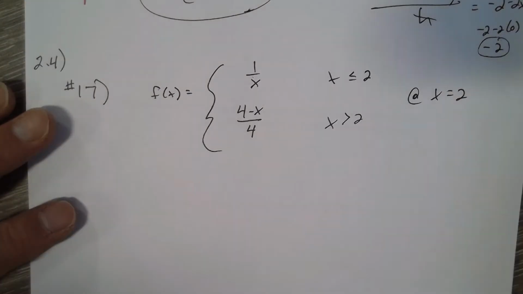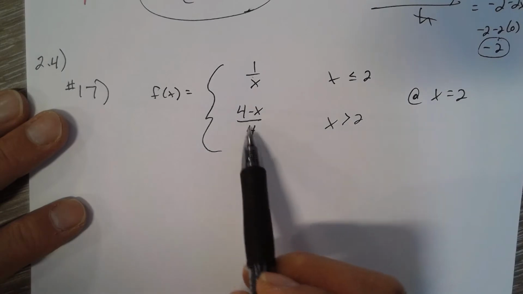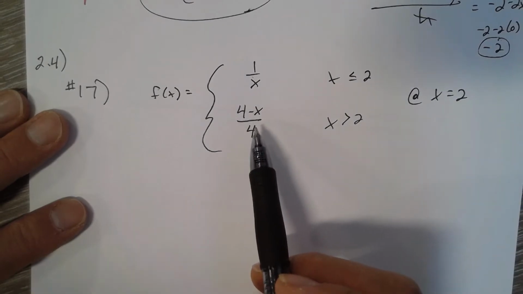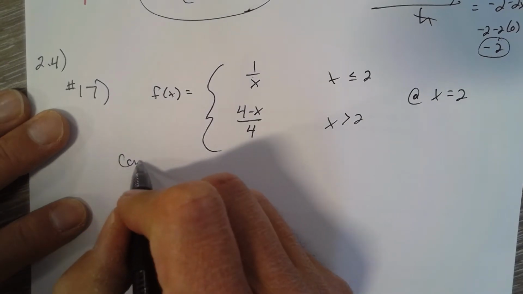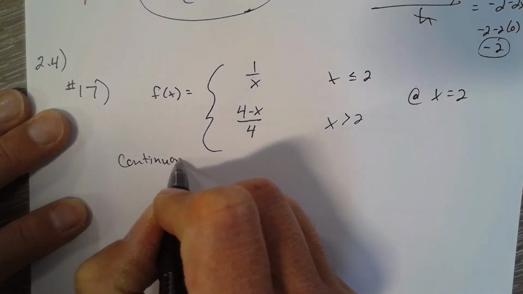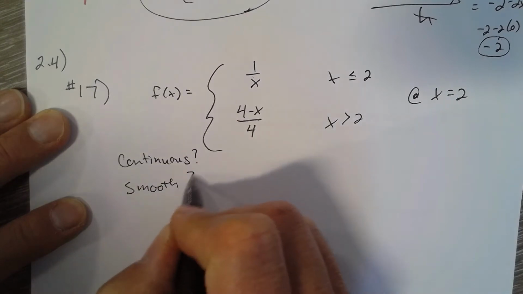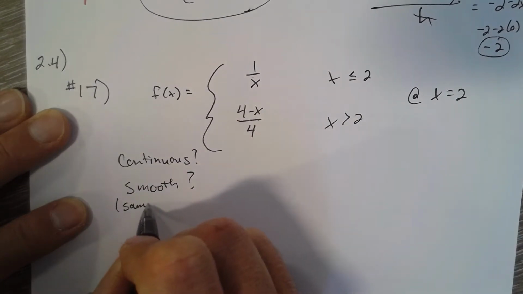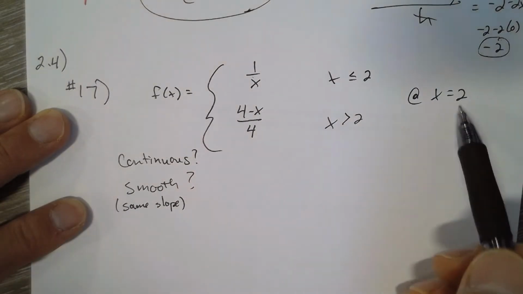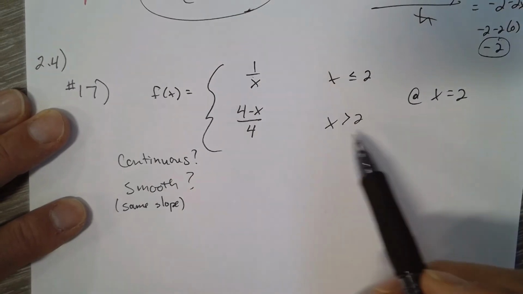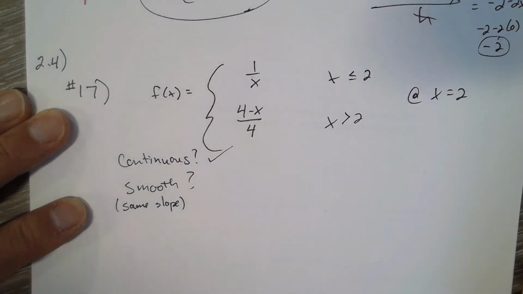So we want to know at 2. This is a line, so we can look at it and know that. Well, first of all, we should figure out if it's continuous, and is it smooth, same slope or derivative? If I plug in 2, I get 1/2. If I plug in 2, I get 2/4 or 1/2. Okay, so it's continuous.